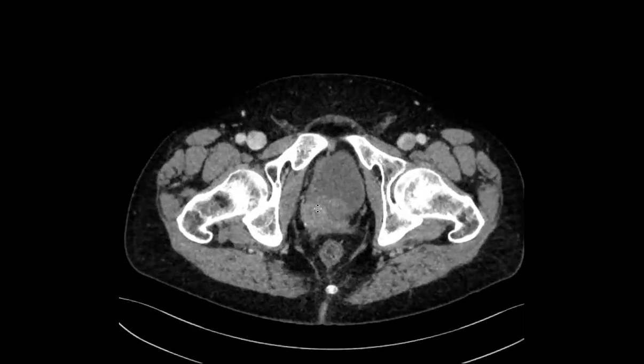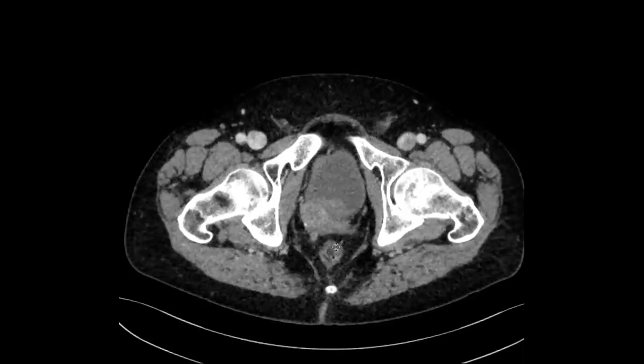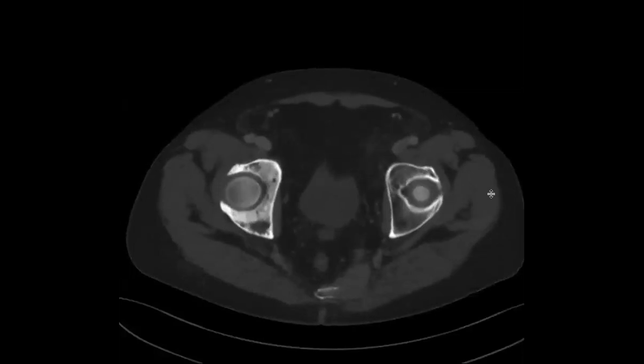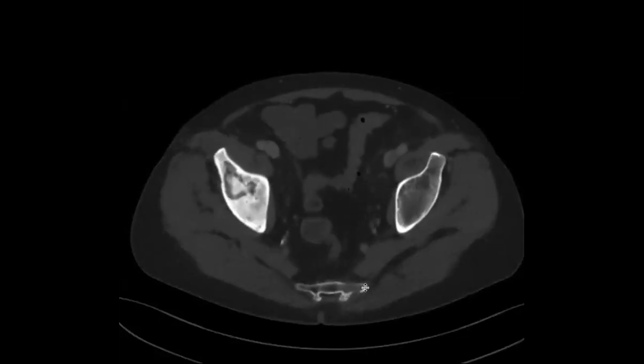And then a couple years down the line, this is what we noticed in the follow-up scan. You can see that at the site of the primary lesion itself in the prostate, there is a mass that has increased in size. And if I go on to the bone windows, you see that there is a new soft tissue associated with this left hemisacral met.